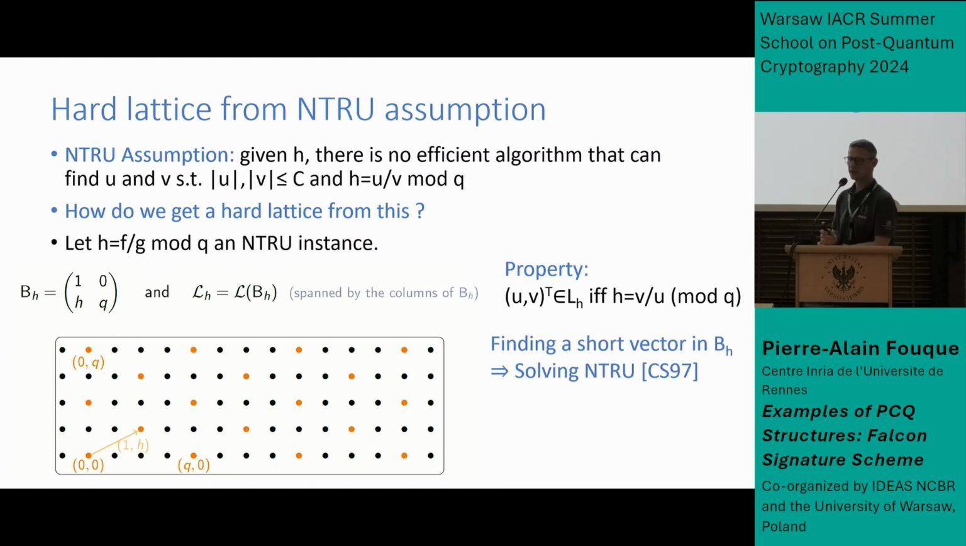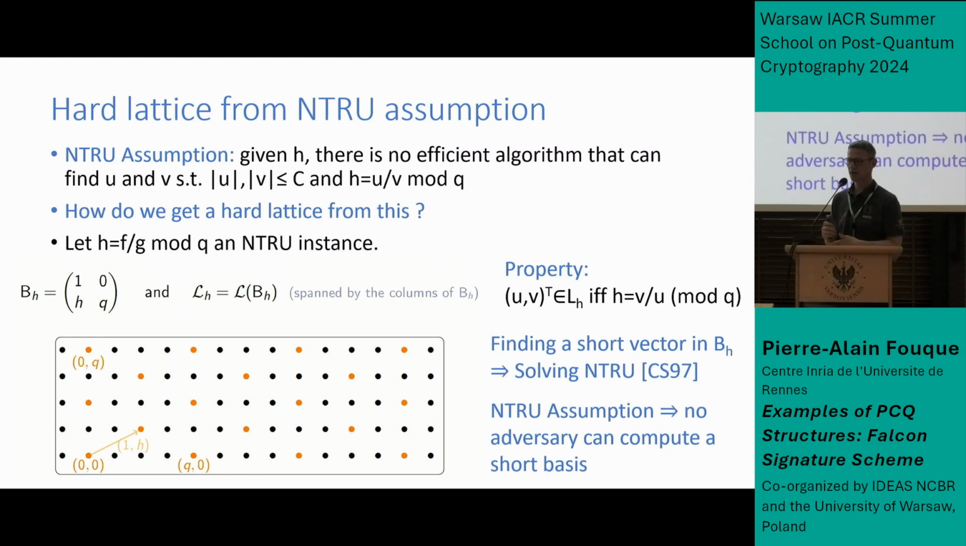And in fact, finding a short vector in this basis allows you, in fact, to break NTRU. Okay, so this has been discovered by Coppersmith and Shamir. And so in order to break NTRU, they introduce this lattice. And so they explain that we can break NTRU if you can find a short vector in this lattice. Okay, and if the NTRU assumption holds, that means that this problem is difficult.